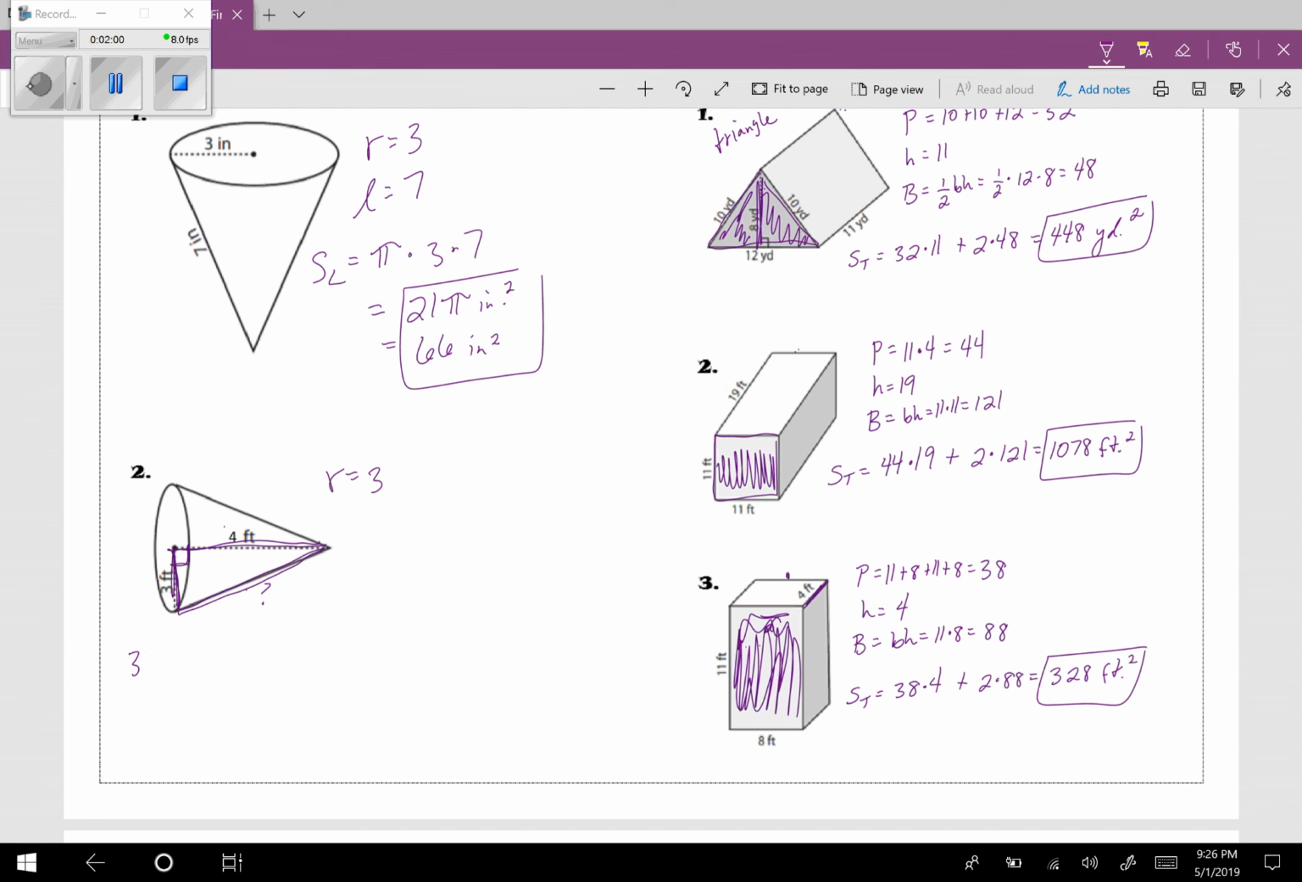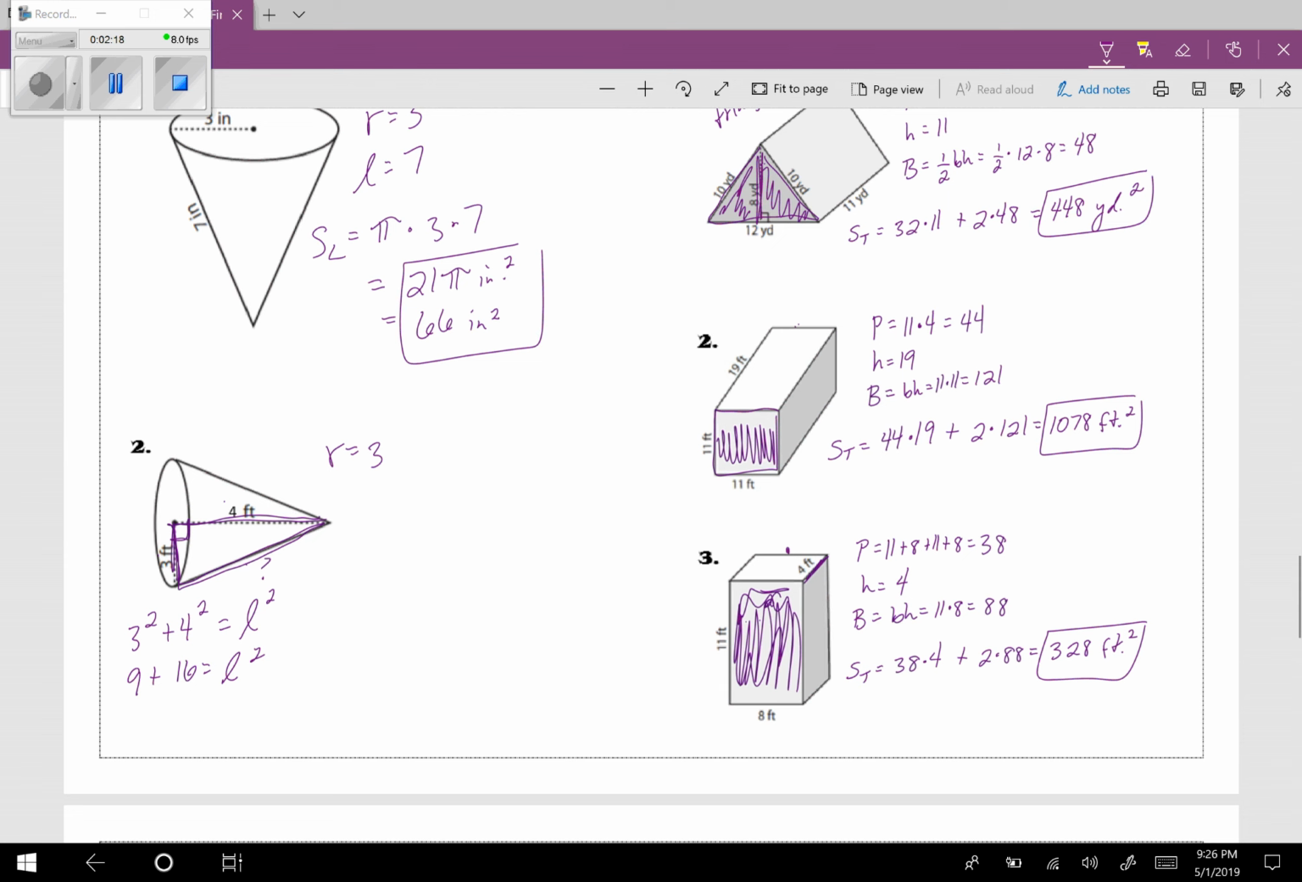So we have 3 squared plus 4 squared, and I'm going to write l squared because that's our slant height. 3 squared is 9, 4 squared is 16, and that's l squared. 9 plus 16 is 25. To find l, we just take the square root. So l is 5. Our slant height is 5.